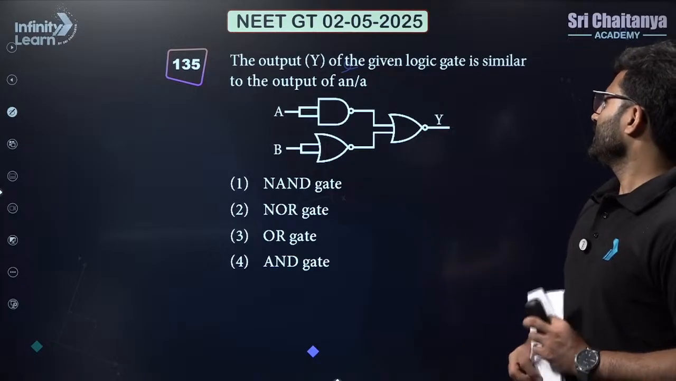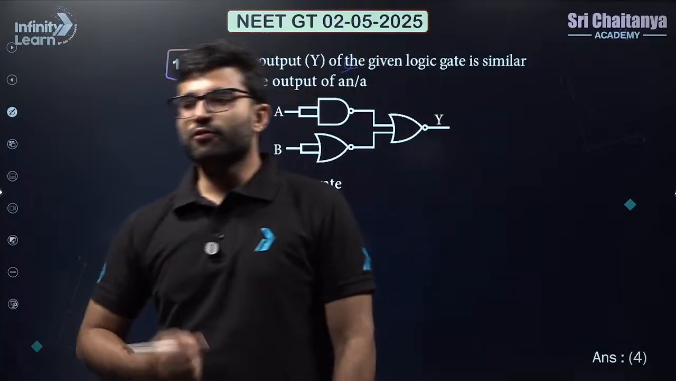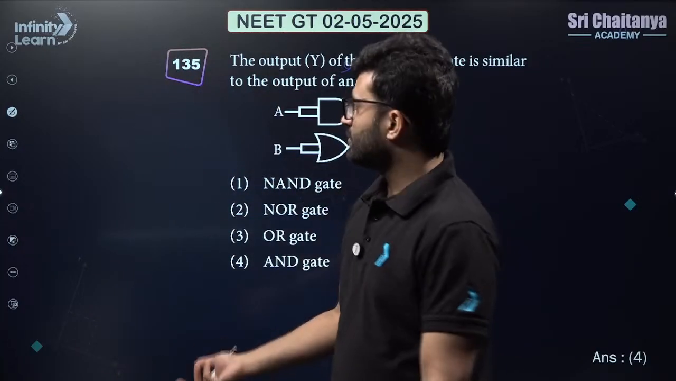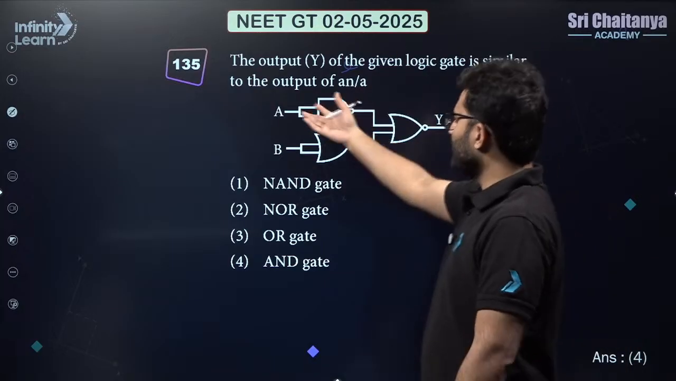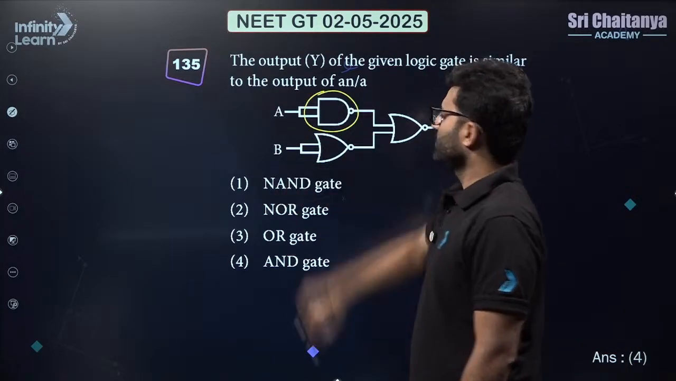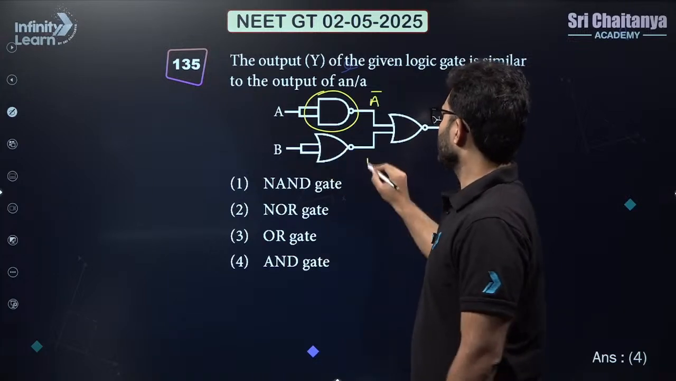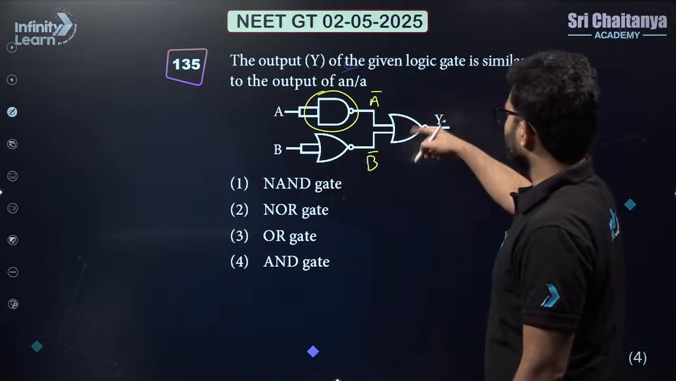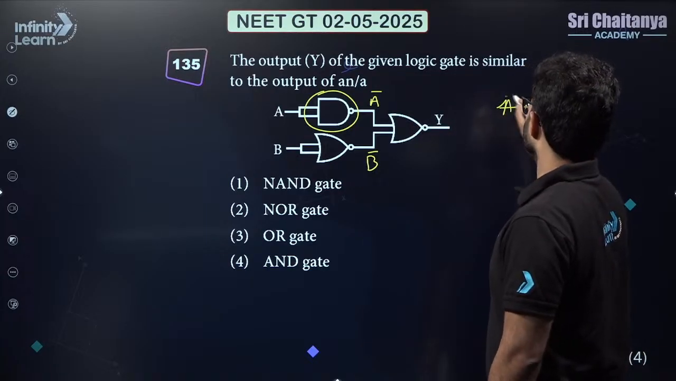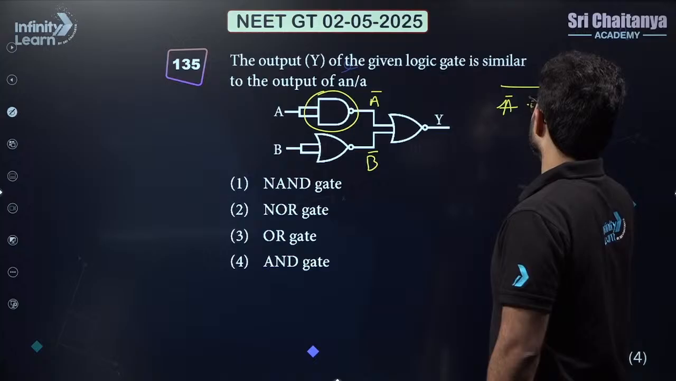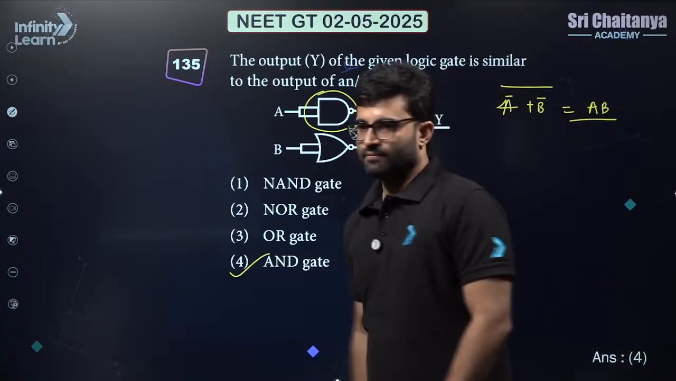The output of the given logic gate is similar to the output of which gate? You can do it by Boolean also. If you don't know the Boolean, you can try the values also, whatever you feel like doing. I'll try to do it by Boolean. So this is basically a NOT gate. If A is here, you will get A bar here. If B is here, you will get B bar here. And this is basically a NOR, so you will get A bar plus B bar whole bar, and that is nothing but A into B. So this is an AND gate basically.